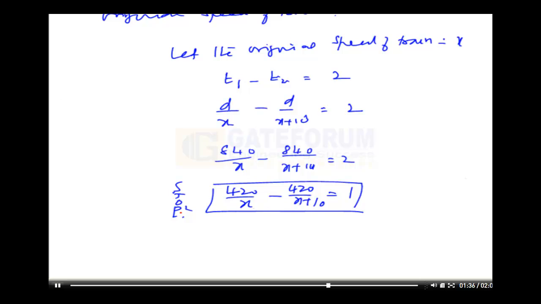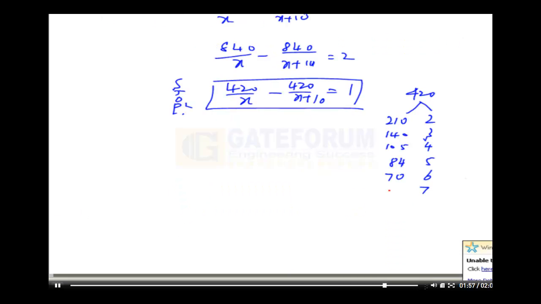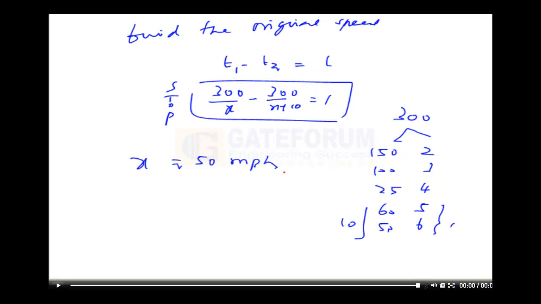If you make it a quadratic, the numbers become 10 times more. So the easy way to do it is plug in from the answer choices or try to break the number 420 into factors. You can start with 2, it will be 210, 3, 140, 4, 105, 5, 84, 6, 70, 7, 60. We have reached the place. A difference of 10 on the left side, 1 on the right side. So the lesser value will be your answer. x is equal to 60 miles per hour.